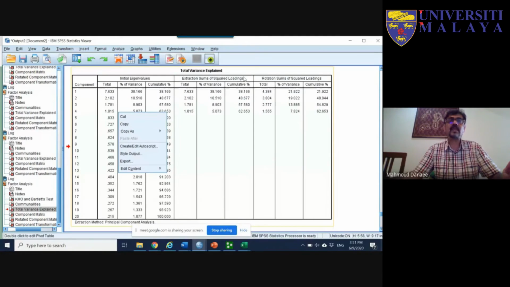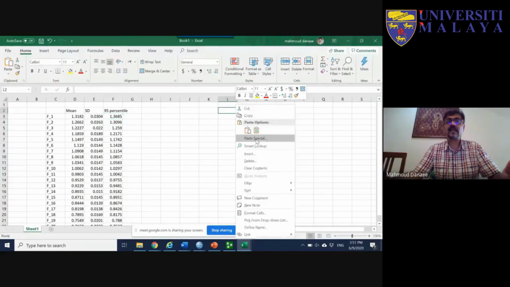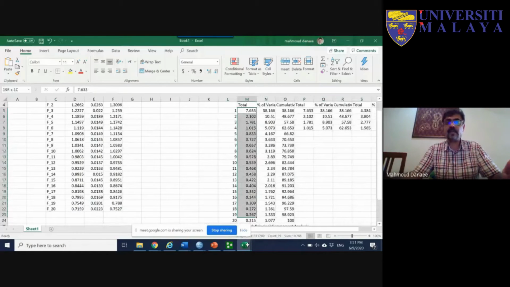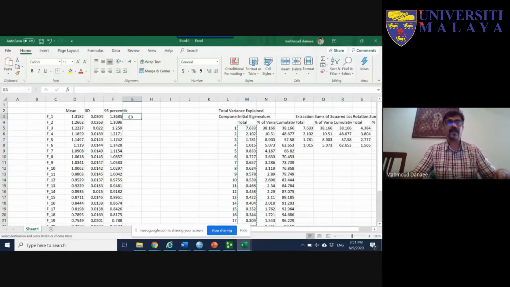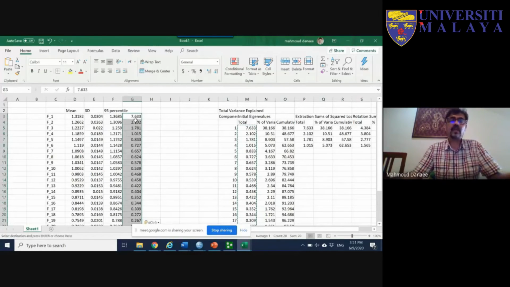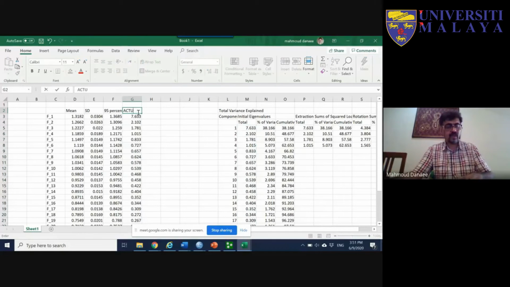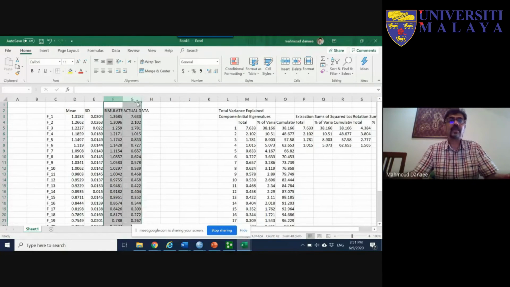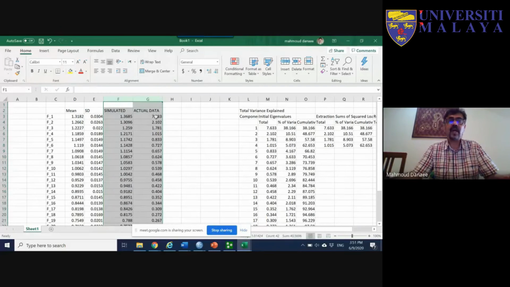So I just copy the result of the factor analysis from SPSS. I copy this one and paste it here. And then I take this number, copy, and paste it here. So you need to compare: this is the actual data, and this is the simulated data. If your eigenvalue from the actual data is more than the simulated data, you can keep the component.